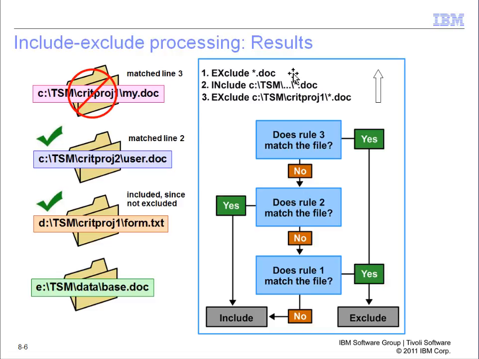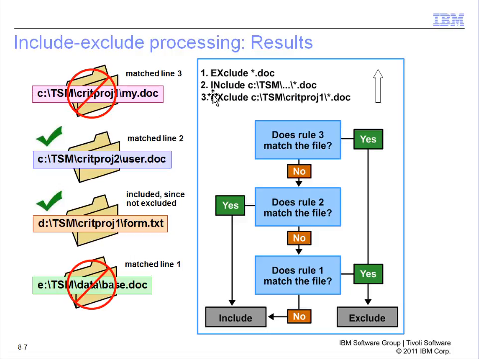Rule 1 says any file that has not been already included or excluded but ends in a .doc would be excluded. First file will be excluded because it matched line 3. The second file will be included because it matched line 2. Our D TSM Crit Proj 1, it's not excluded, so it's included. And then our final E TSM database.doc would be excluded based on line 1.